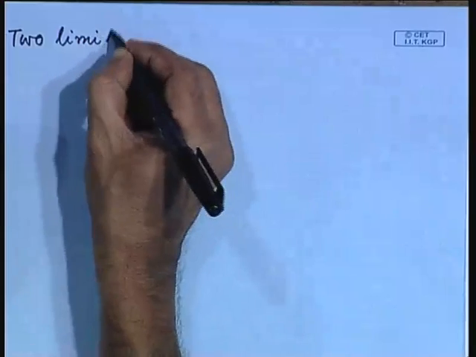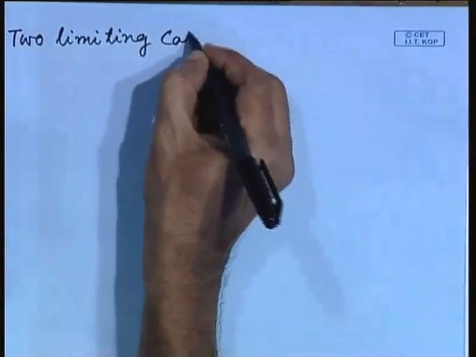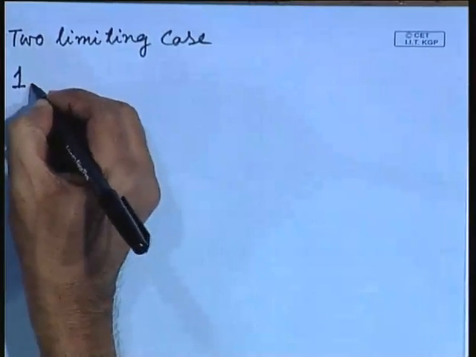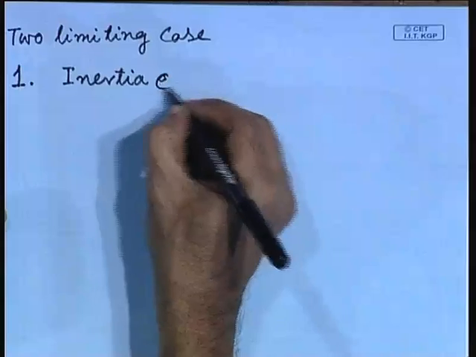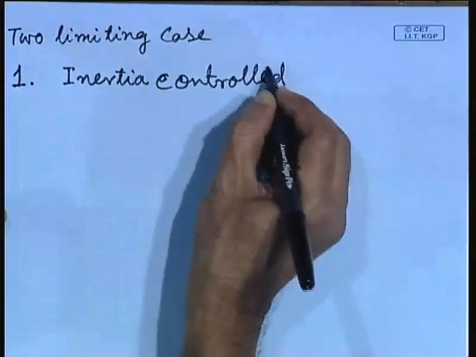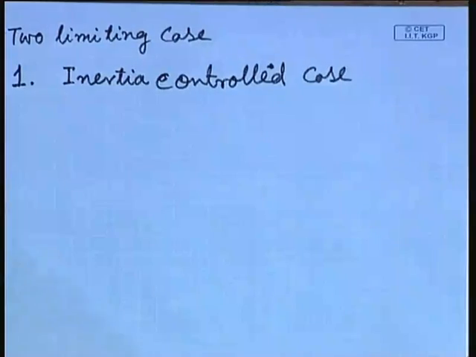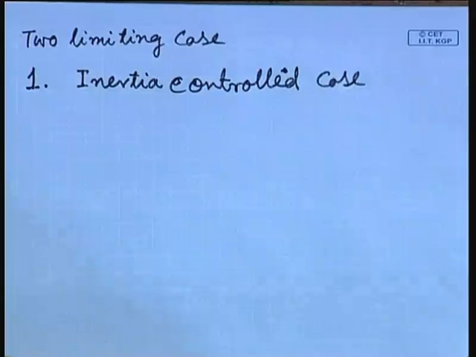Now, for the sake of analysis, we can take two limiting cases. First case is the inertia controlled case. This is the initial phase of bubble growth. In the initial phase, the bubble growth is controlled by its inertia. Generally, we will discuss more about it later. At this phase, the bubble growth is quite fast.